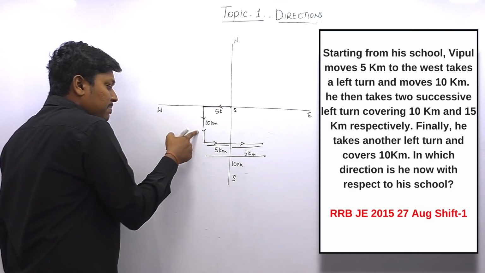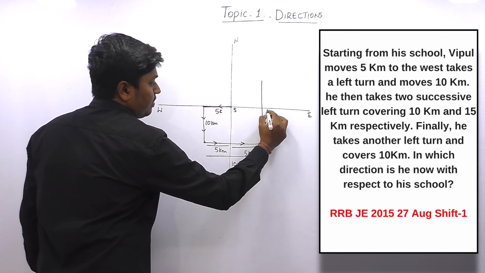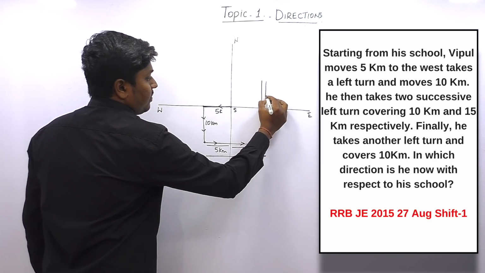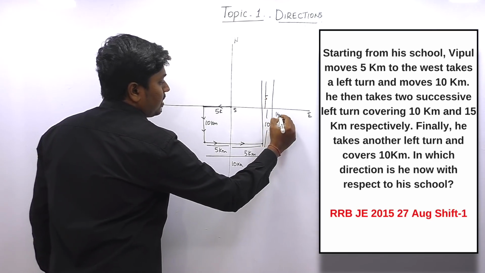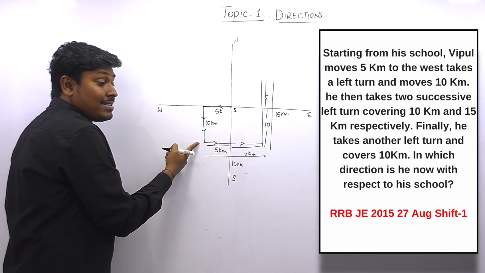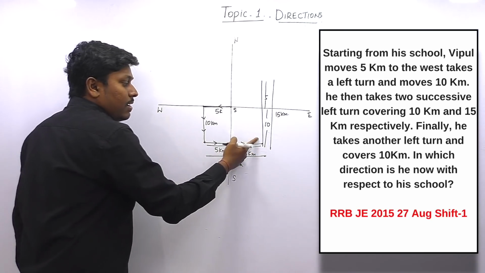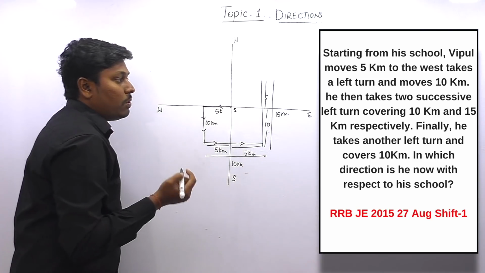We already know that this parallel line is 10 kilometers. So 15 kilometers will be here. So this will be 10 and this will be 5 kilometers. Only then we can say the total distance will be 15 kilometers. So friends, got it? So from this point, he is taking 2 successive left turns. So first left turn covering 10 kilometers. Second left turn, he is covering 15 kilometers.